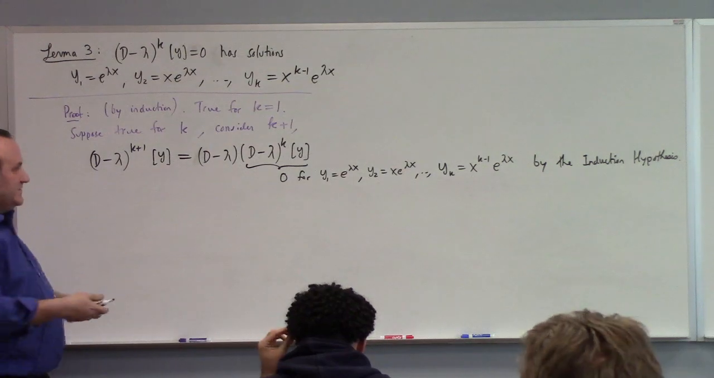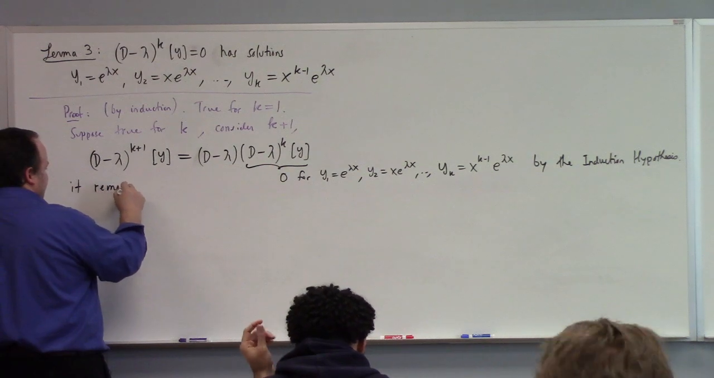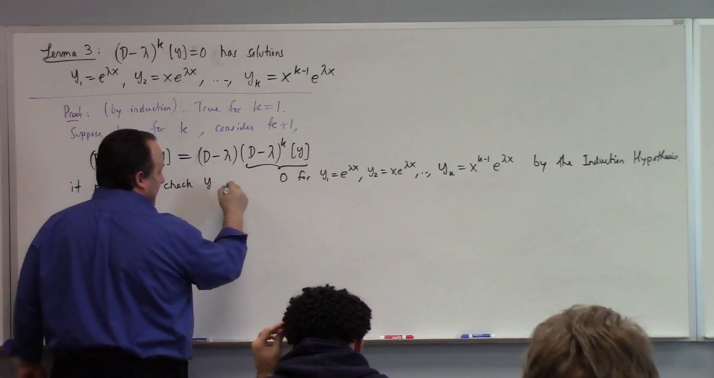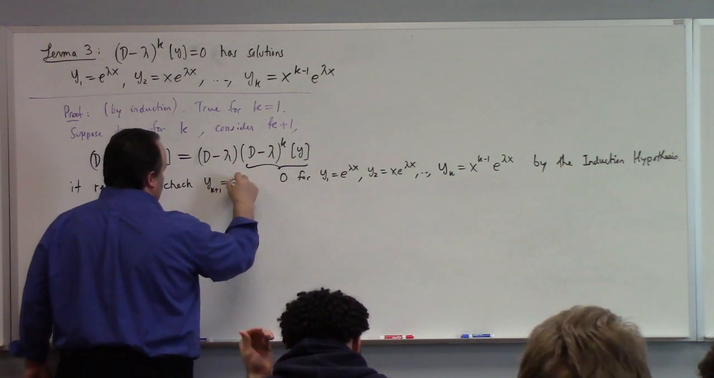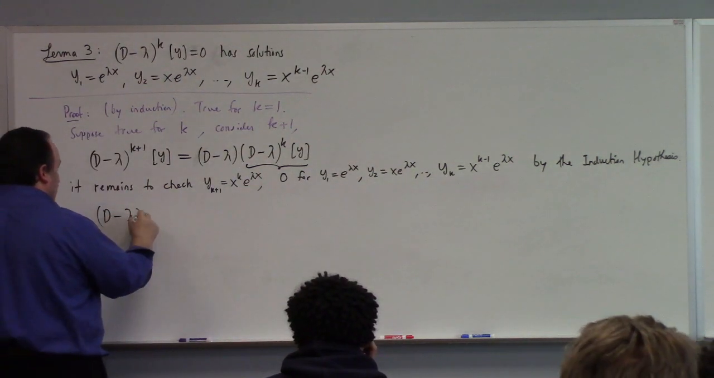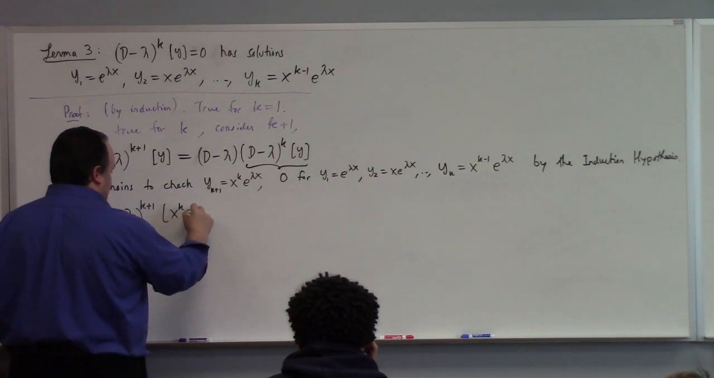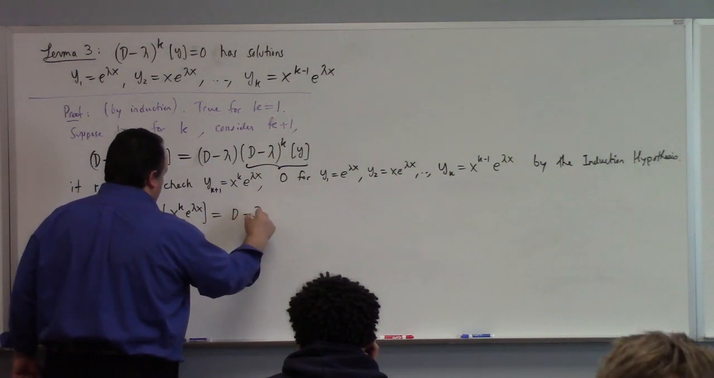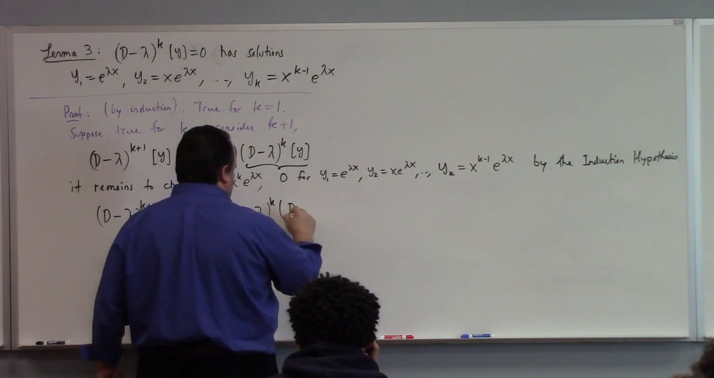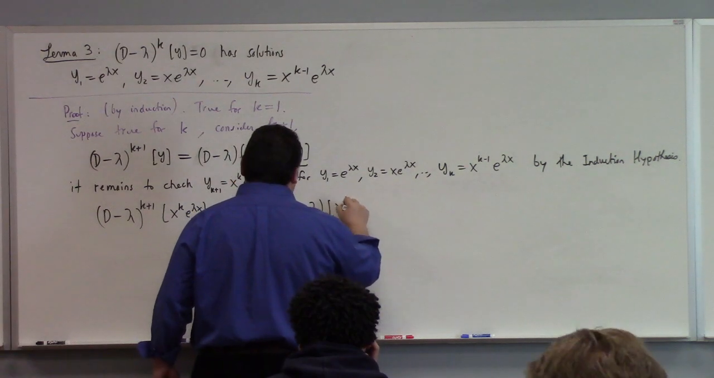So all that remains is to, so what does it remain? It just remains to do what? It remains to check y sub k plus 1 equals x to the k e to the lambda x, right? So we do that, (D minus lambda) to the k plus 1, and we'll let that act on x to the k e to the lambda x. But by definition, that's (D minus lambda) to the k acting on (D minus lambda) times x to the power k e to the lambda x.